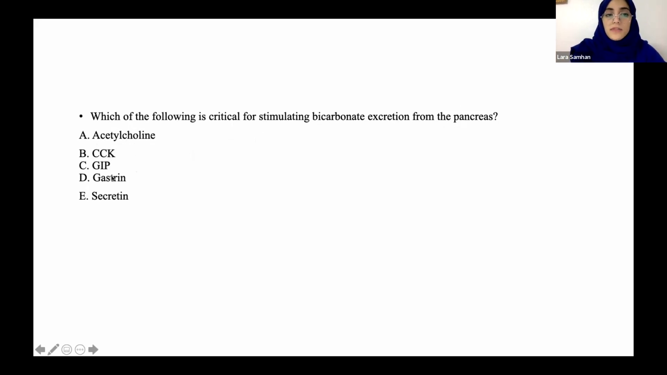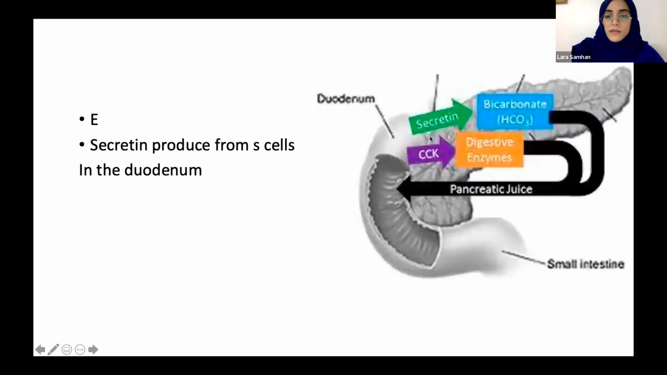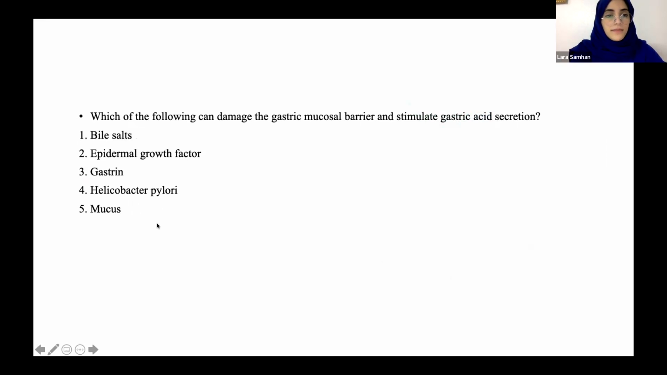B is wrong. C is wrong. Gastrin produces acid. This question doesn't ask about acid, it asks about bicarbonate. So the only correct answer is secretin. And secretin is produced from the S cells that are available in the duodenum. As you can see here, this is also a section that shows the pancreas and part of the duodenum. The duodenum has four parts, okay? We can see here some part of the duodenum that has a different type of cells, and one of the cells that helps in secretion of the bicarbonate is the S cell, which produces secretin, okay? Moving on to the next question.